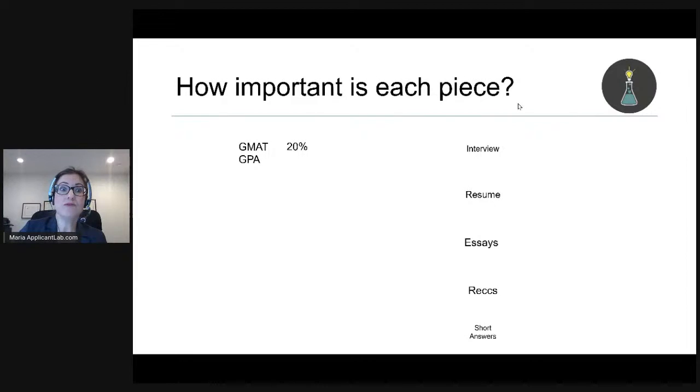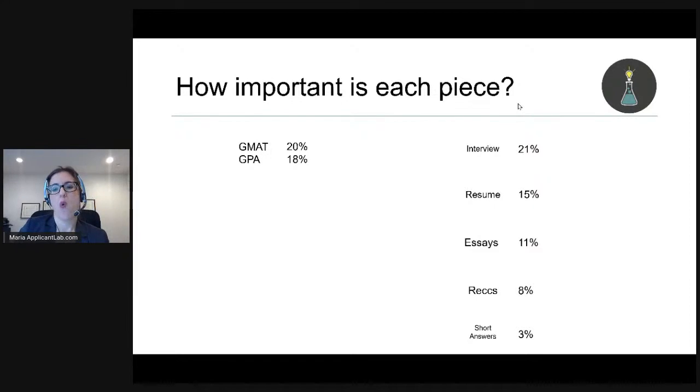First of all, the GMAT, 20%, or GRE, whatever that sort of standardized test is. GPA, or previous academic achievement, is 18%. These are on the left-hand side because these are sort of like the quantitative, hard and fast numbers, right? You calculate them and your score is either X or Y. But on the right-hand side of the screen, we have the more subjective elements of the application. These are the more human elements that are based primarily on communication and less on a hard and fast number. So we've got the interview at 21%, the resume at 15%, the essays at 11%, the recommendations at 8%, and those little short answer boxes I talked about a minute ago are 3%.